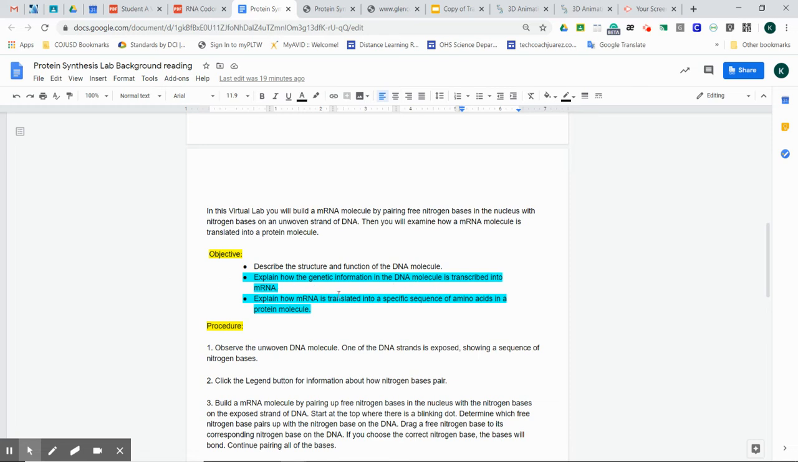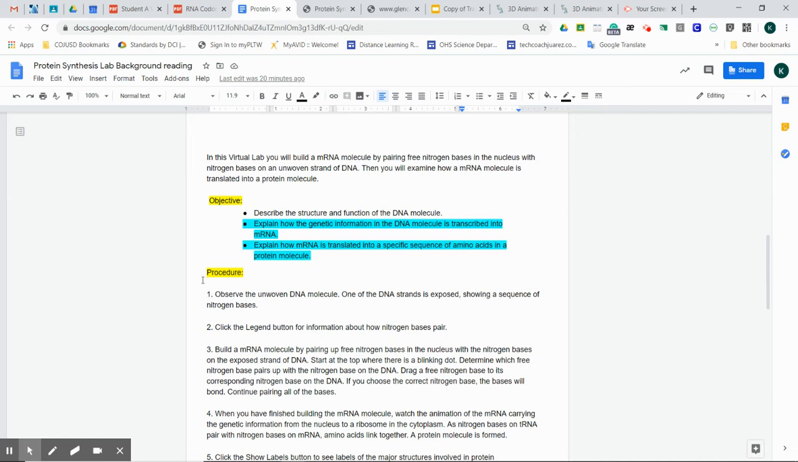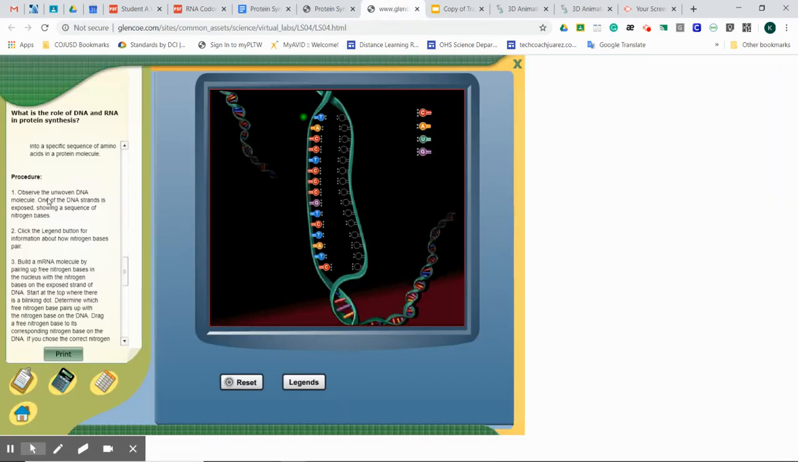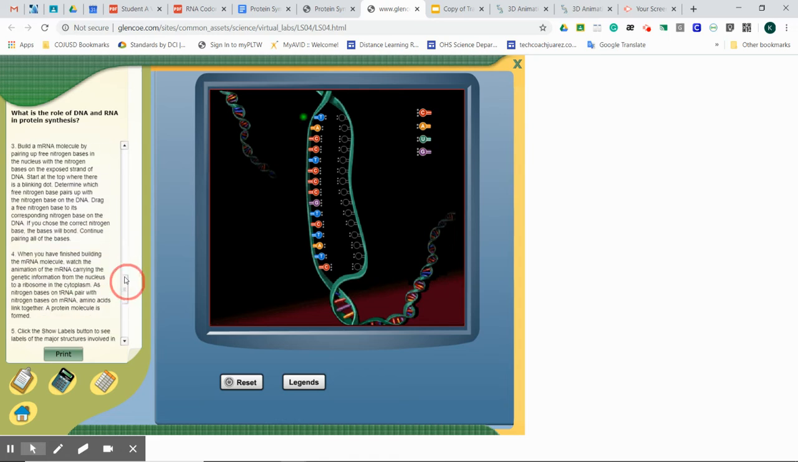Now we're explaining how the genetic information within that DNA molecule is transcribed into mRNA, and going a step further, explaining how the mRNA is therefore translated into a specific sequence of amino acids. Specific sequence is key. Into a specific sequence of amino acids in the protein. So step 1, observe the unwoven DNA molecule. One of the DNA strands is exposed, showing a sequence of nitrogen bases. Again, our procedures right here, so you guys can read through these as you complete your steps.